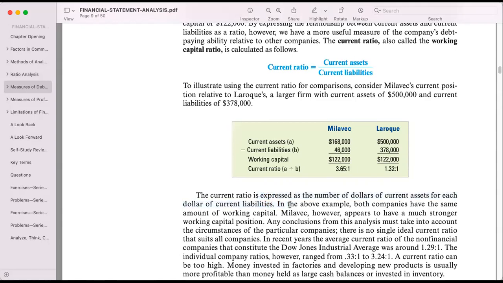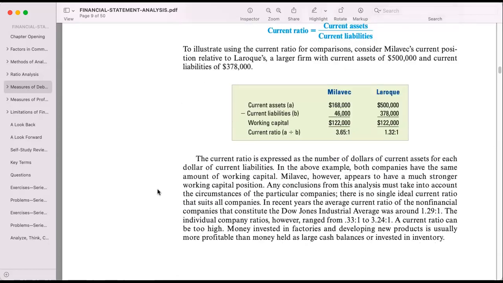So look here, in the example, Melavic and Laro. Let's focus on Melavic only. So, its current assets are 168,000. The liabilities are 46,000. So its working capital is 122,000. Working capital, by the way, is current assets minus current liabilities. So the current ratio is 3.65 to 1. So there are $3.65 to $1 of liability. So its ability to pay its short-term debt is quite large, because its current assets are larger than its current liabilities.